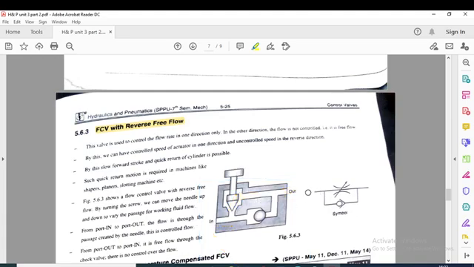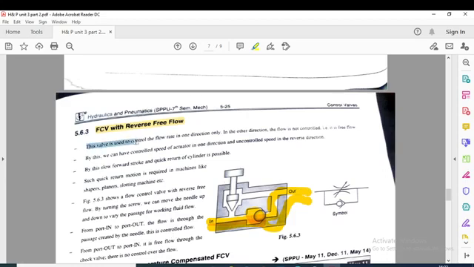So when we do not need any restriction in the reverse direction, we just attach this check valve here. As this check valve just opens and closes, it does not provide any restriction to the flow coming from this direction to this direction. So this becomes the flow control valve with reverse free flow, because in the reverse flow, when flow comes from outside and moves inside, it does not provide any restrictions here.